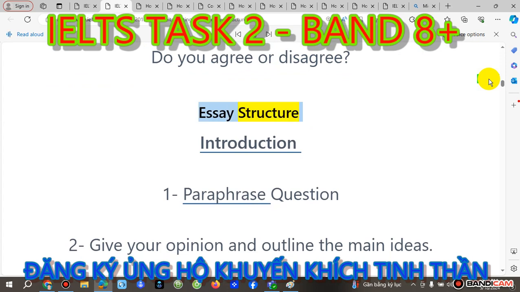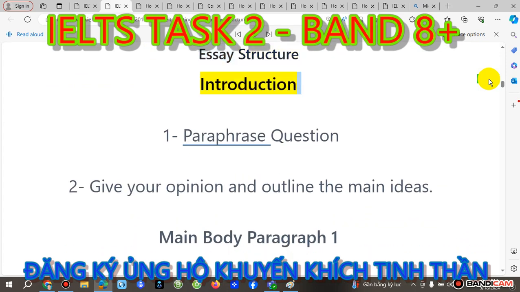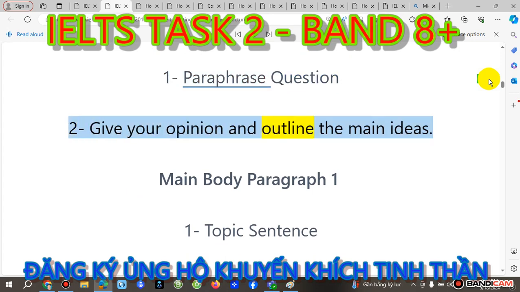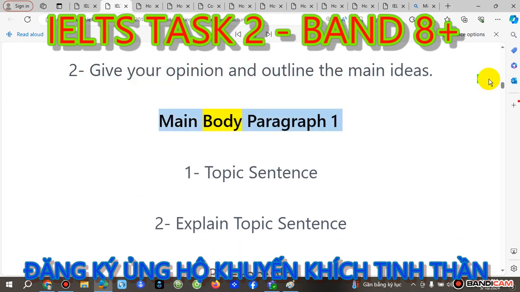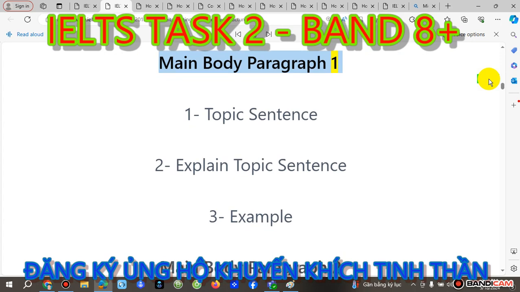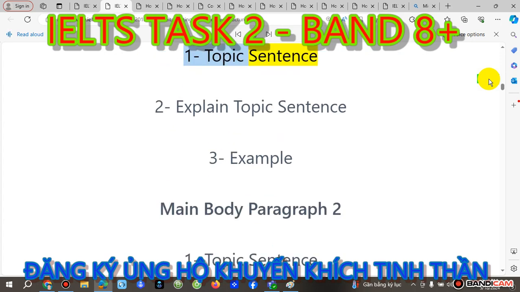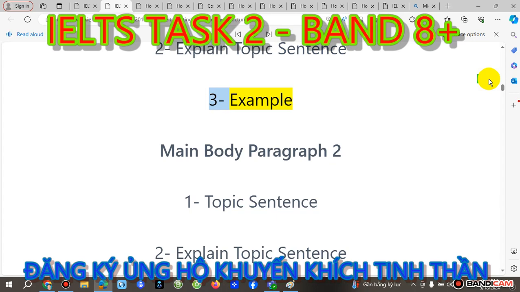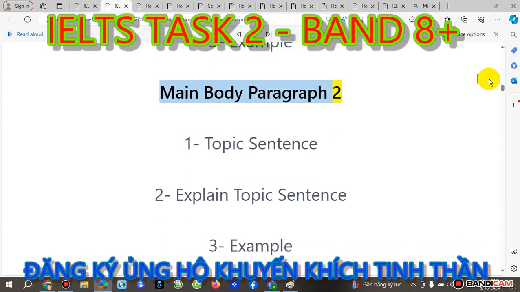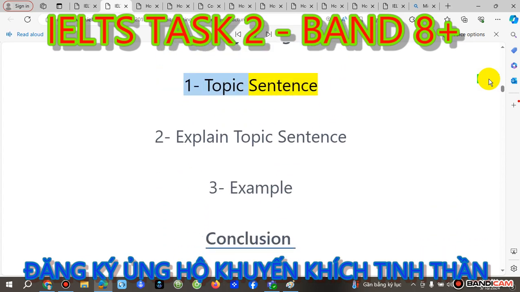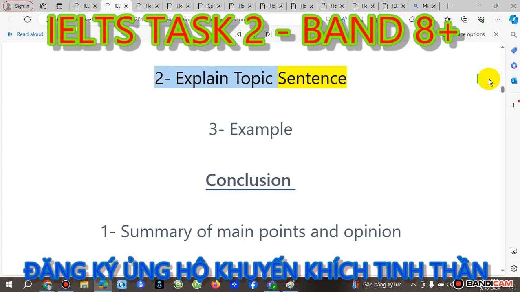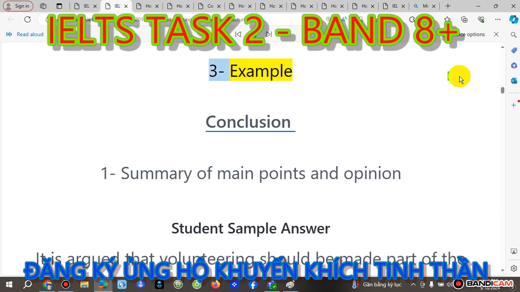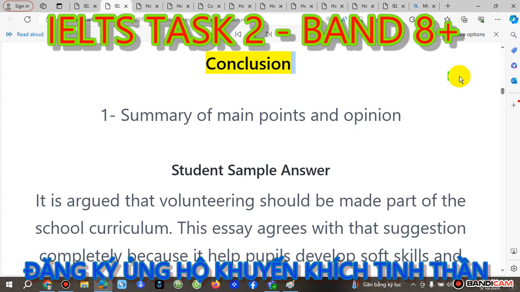Essay structure. Introduction: 1. Paraphrase question. 2. Give your opinion and outline the main ideas. Main body paragraph 1: 1. Topic sentence. 2. Explain topic sentence. 3. Example. Main body paragraph 2: 1. Topic sentence. 2. Explain topic sentence. 3. Example. Conclusion: 1. Summary of main points and opinion.